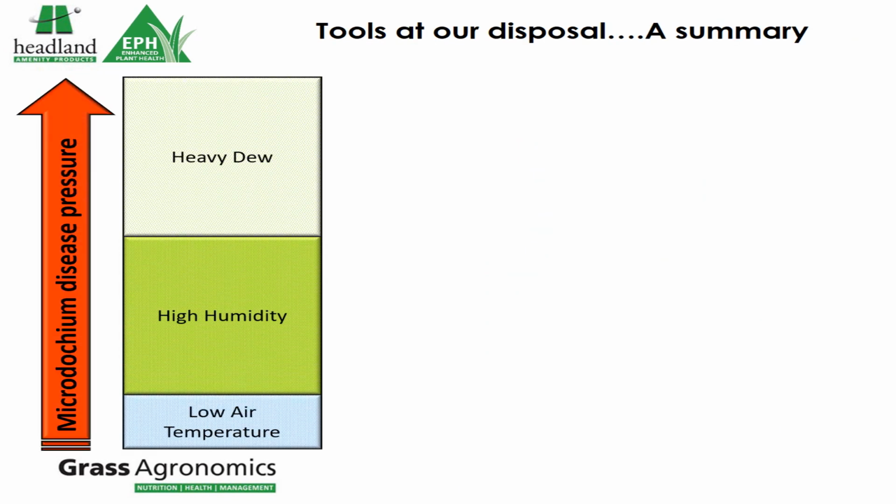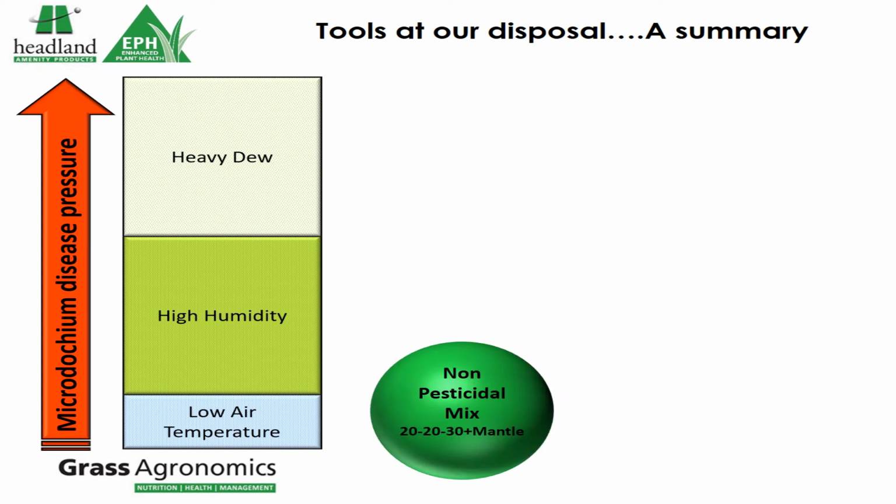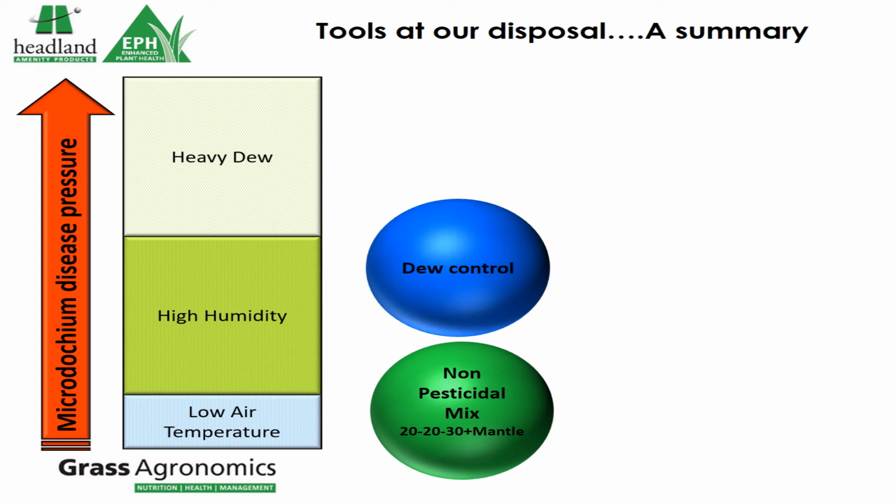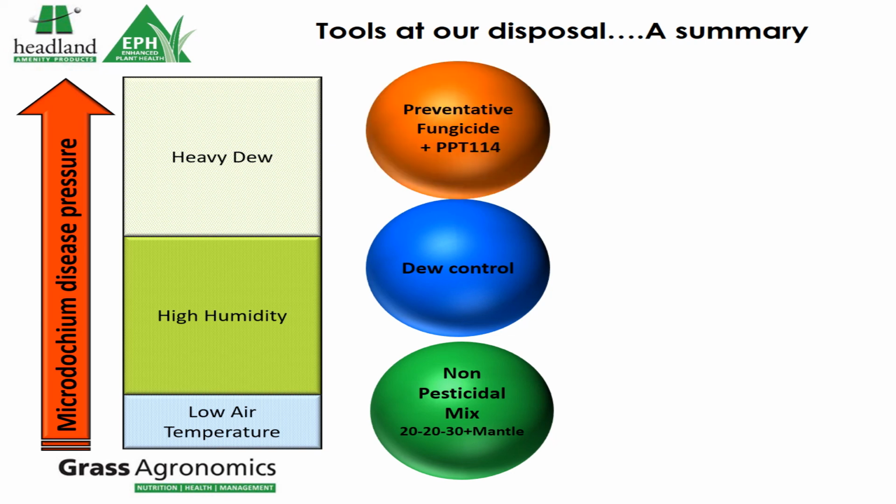So knowing that when we're in a period of low air temperatures with increasing humidity and leaf wetness, our disease pressure increases, we can use a non-pesticidal mix, such as the 20-20-30 mix with Mantle that we've discussed. We can reduce the impacts of dew, both manually from brushing and switching, and also with the aid of dew dispersal products. If we do have to reach for a fungicide, we can increase its efficacy with a product such as PPT114, a product for another discussion.